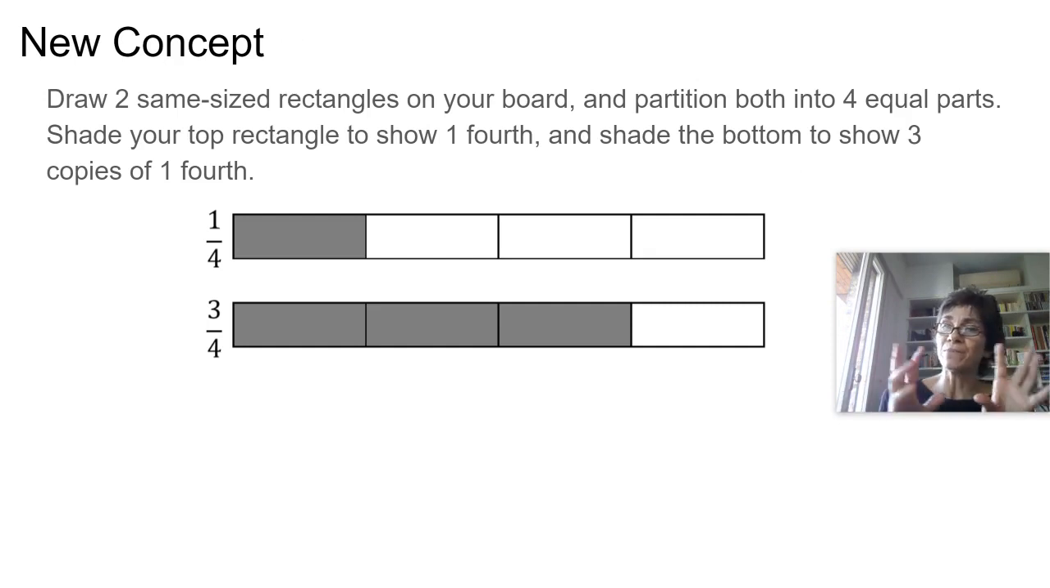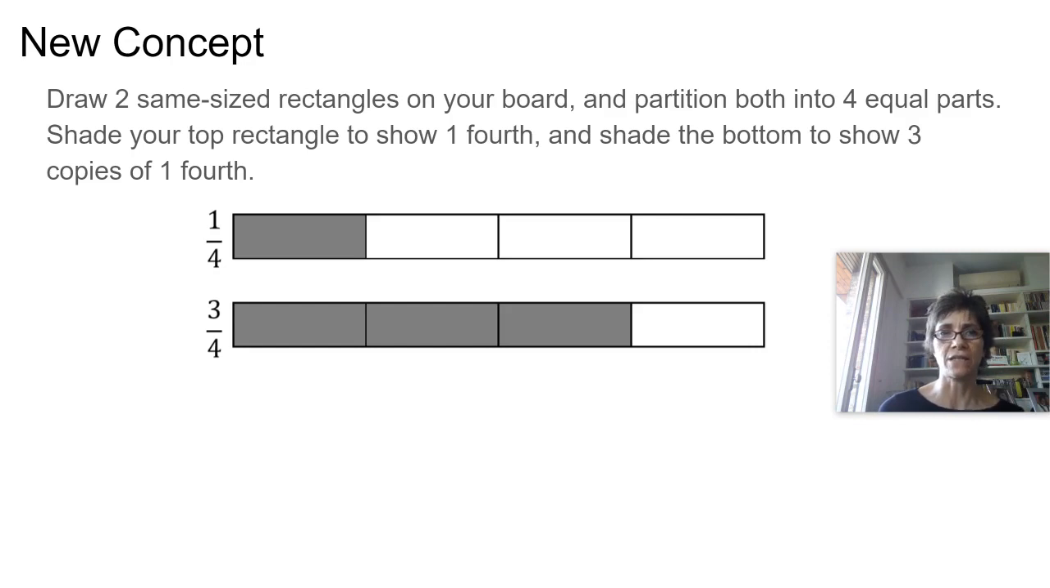Okay, we're taking a step back now. We're not using the number line for a moment. We're going back to our rectangles, to our shapes, okay? Because we want to compare fractions. Follow me and do it, get pencil and paper. You're going to draw two rectangles and partition both rectangles into 4 equal parts, into fourths, okay?